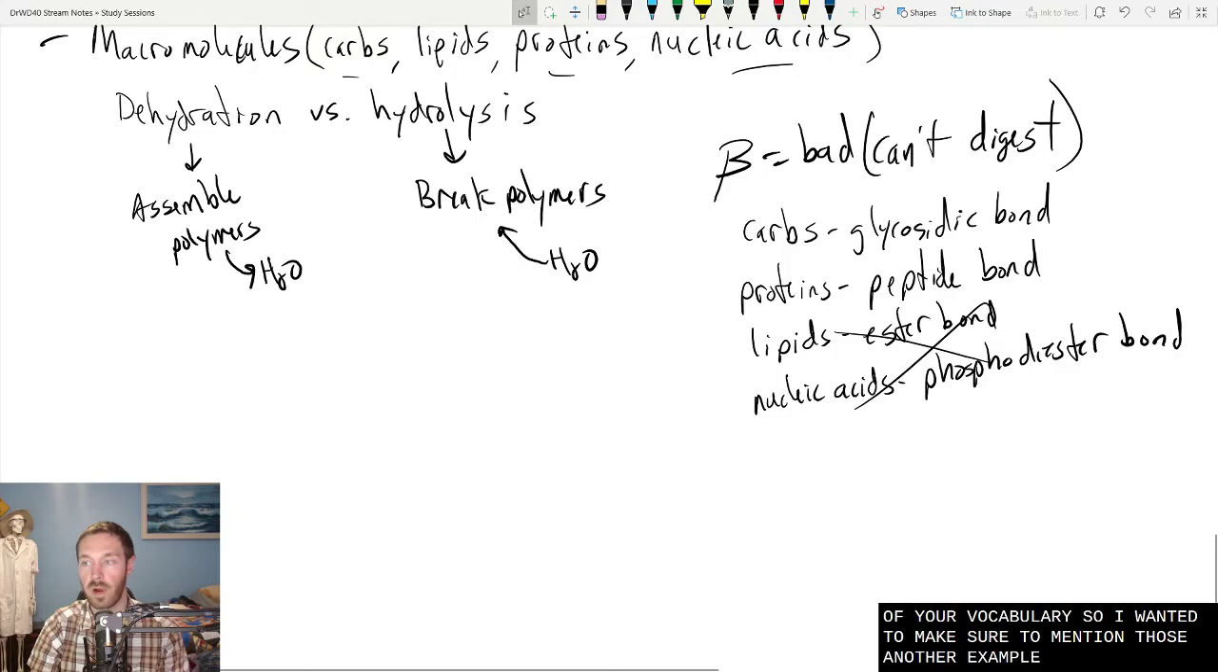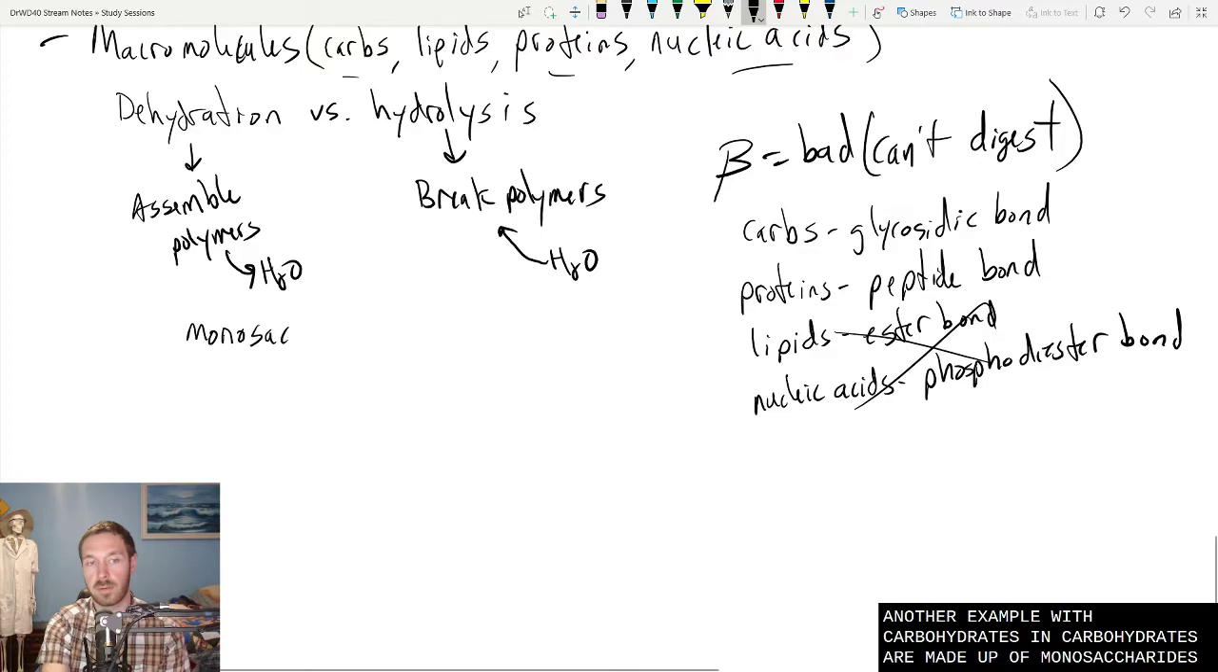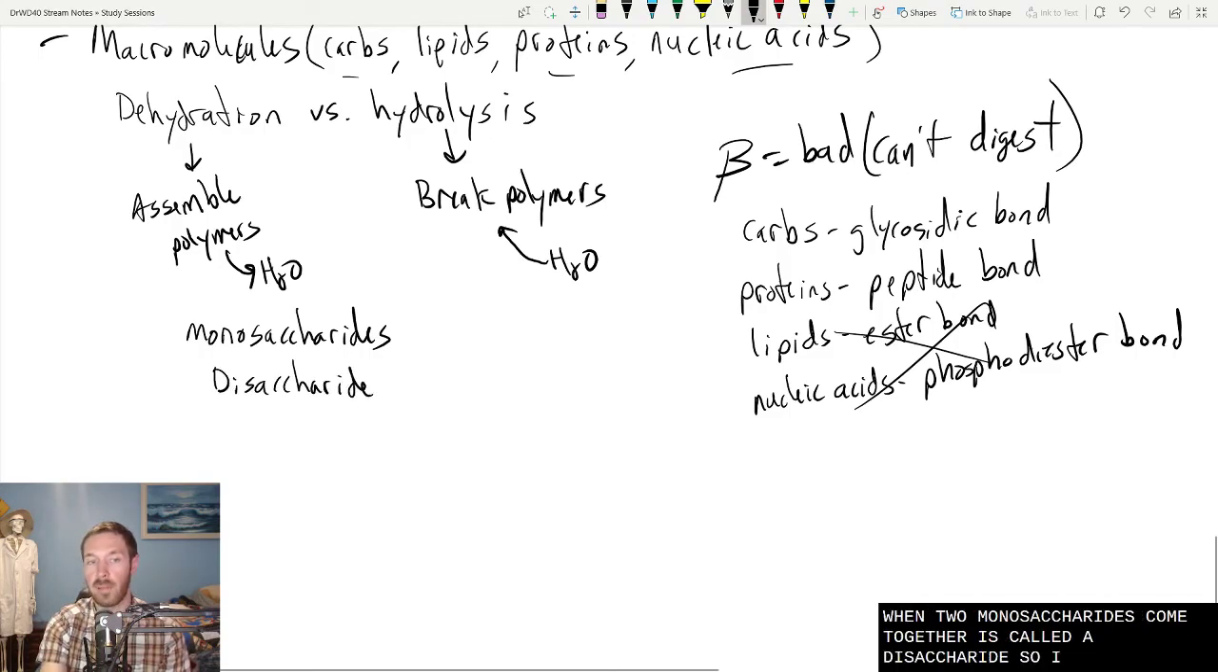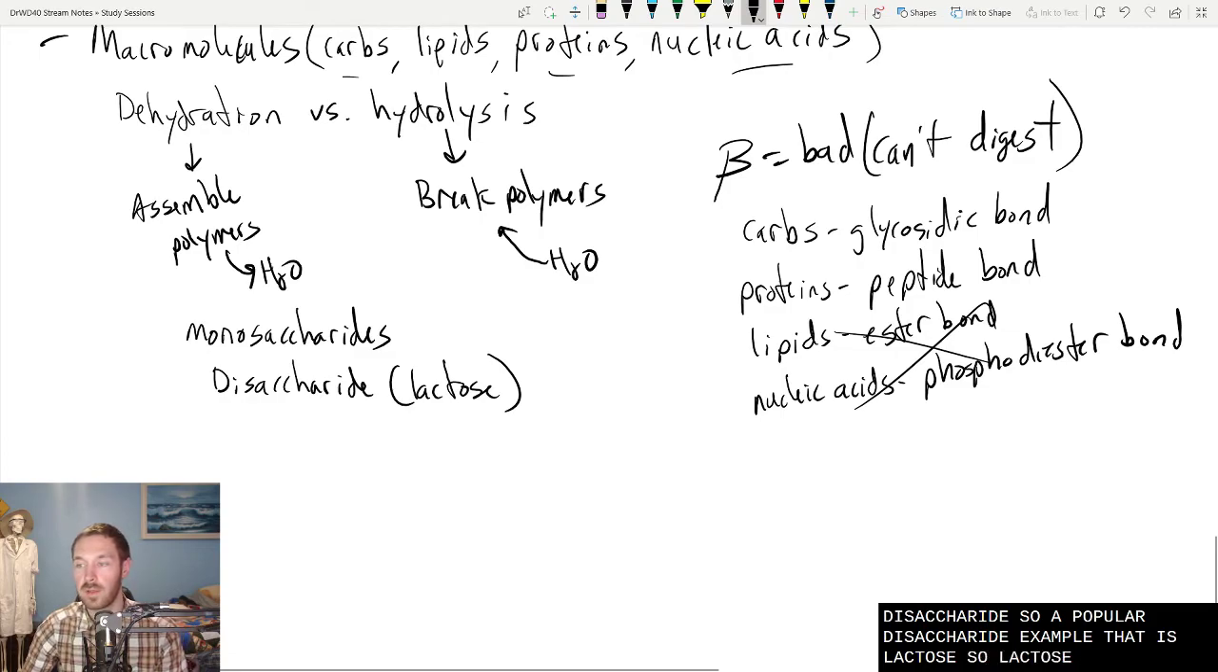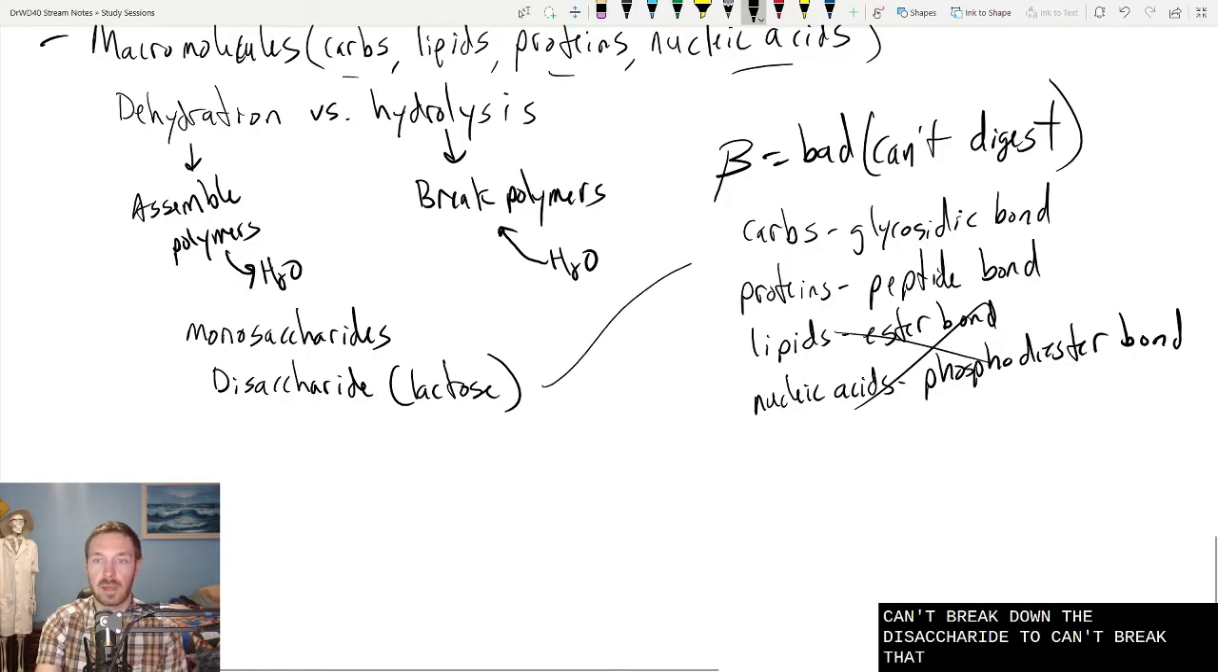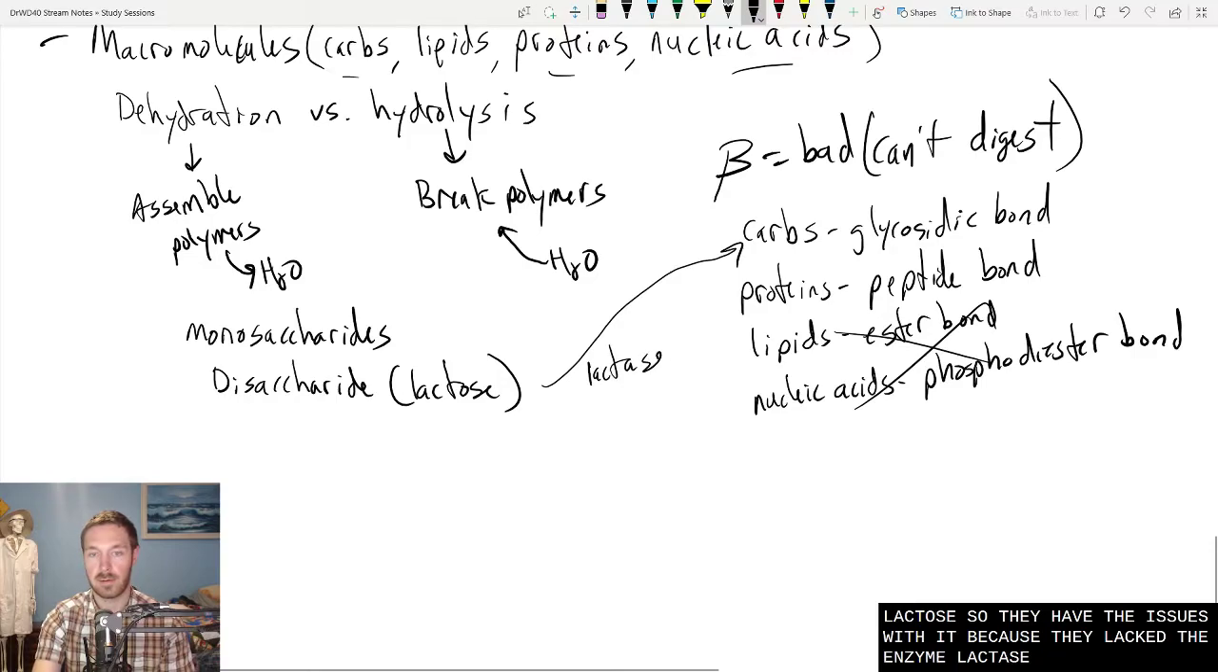So another example, with carbohydrates then, carbohydrates are made up of monosaccharides. And when two monosaccharides come together, it's called a disaccharide. A popular disaccharide, an example of that is lactose. People who are lactose intolerant can't break down the disaccharide. They can't break that glycosidic bond in lactose. They have issues because they lack the enzyme lactase. They don't have lactase and they cannot digest lactose, and that's what causes GI distress.